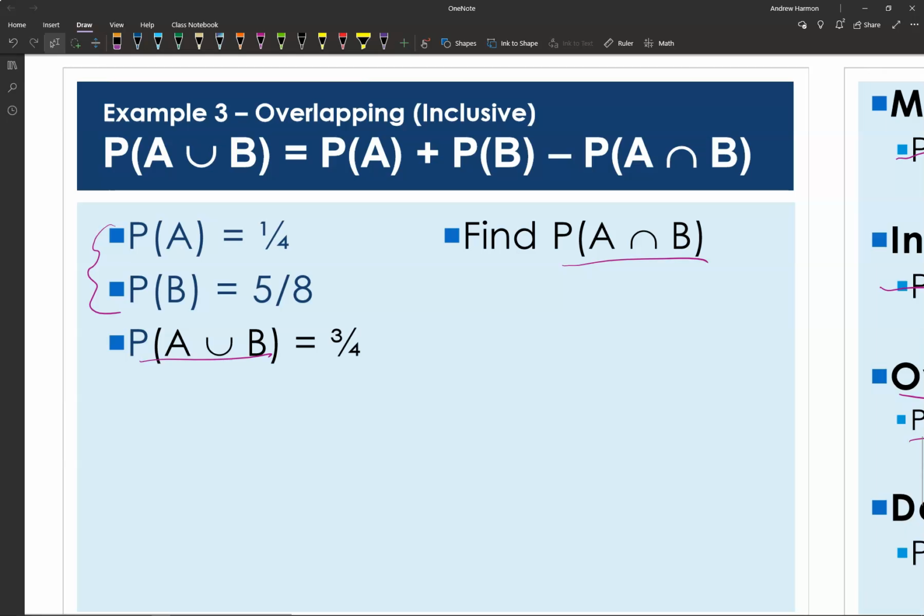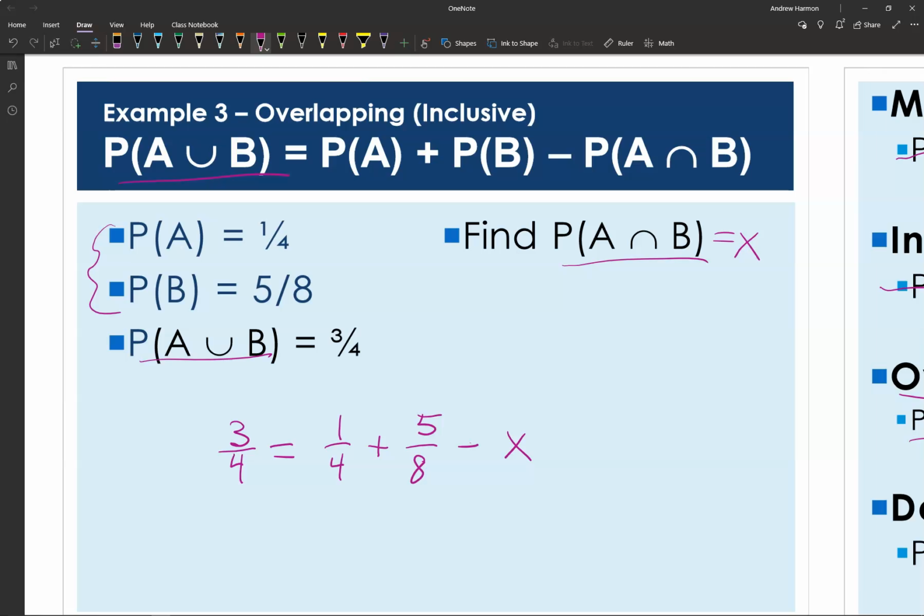So all we have to do now is substitute in our numbers and solve. So we take that OR probability, 3/4, we set it equal to the probability of A, which is 1/4, plus the probability of B, which is 5/8, and we subtract the probability of A and B, we'll call that x. So now what we need to do is solve for x.